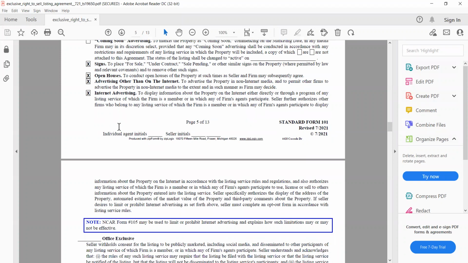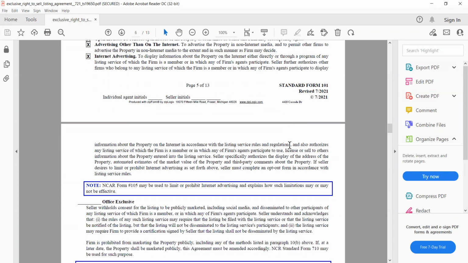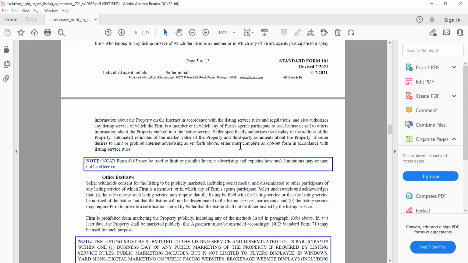But also you want your clients to know that if you are advertising it on the internet, we have to abide by certain rules. Okay.